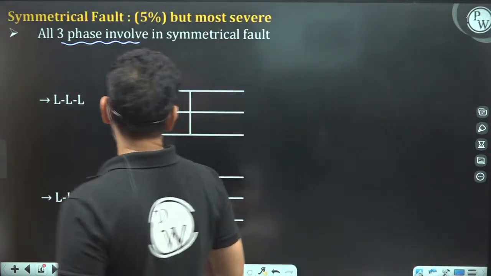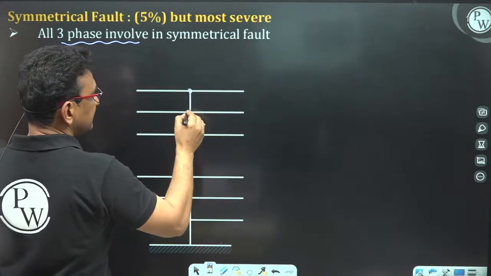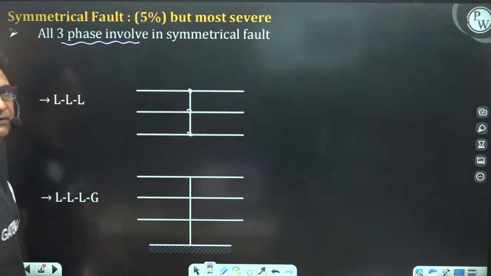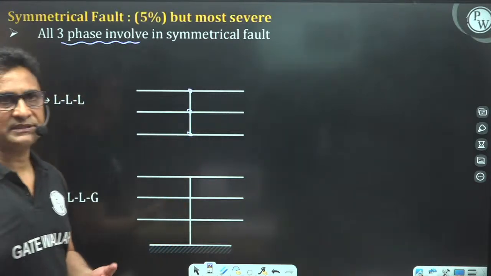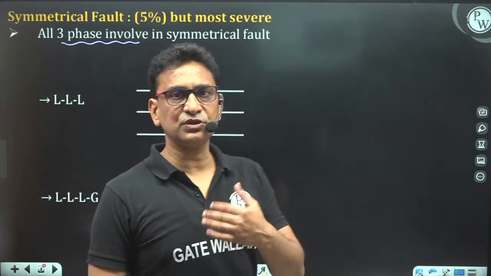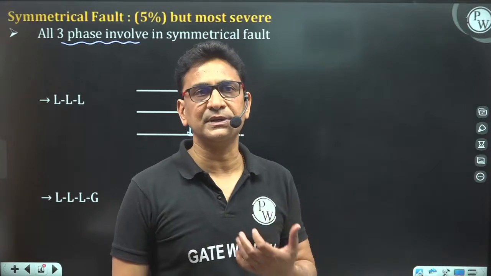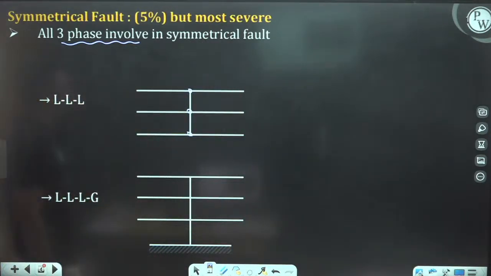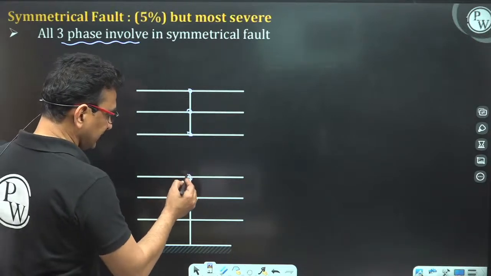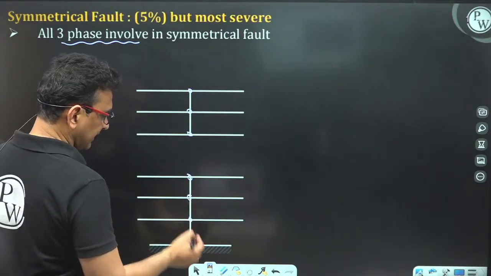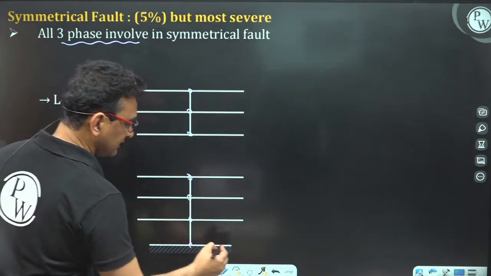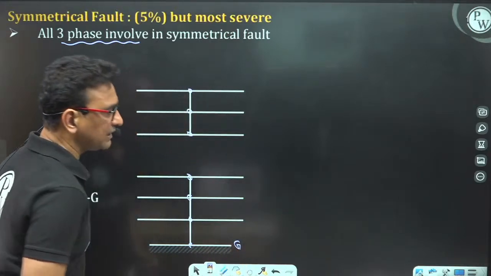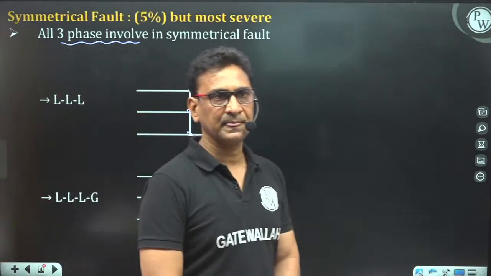If all three phases are short circuited with each other, it is called the triple line fault. In A phase, B phase and C phase, all become short circuited, it is called the triple line fault. The triple line to ground fault is nothing but if all three phases are short circuited and they are also short circuited with the ground, it is called the triple line to ground fault.